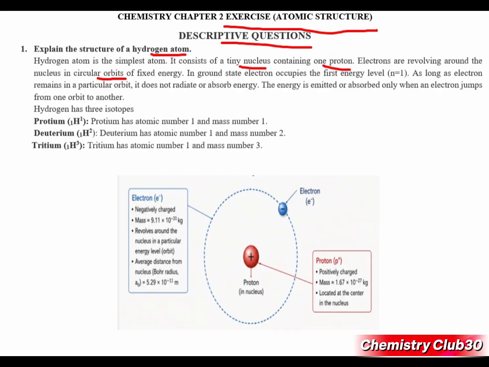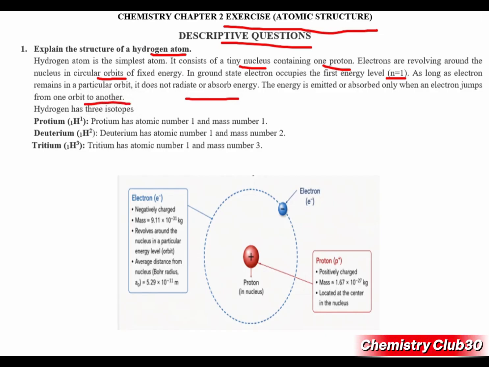In ground state, that is the most stable state, the electron occupies the first energy level, that is n is equal to 1. As long as the electron remains in a particular orbit, it does not radiate or absorb energy. The energy is emitted or absorbed only when an electron jumps from one orbit to another.